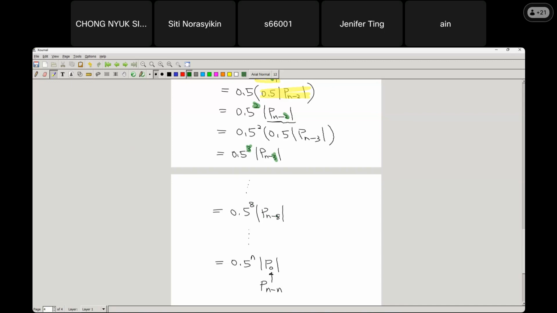You see, if you have n minus a, here it will be 0.5 to the power of a. If you have 0, how do you get a 0? Because of Pn, n minus n. So you want to have n minus n, here it should be 0.5 to the power of n. Okay, is it clear right now?